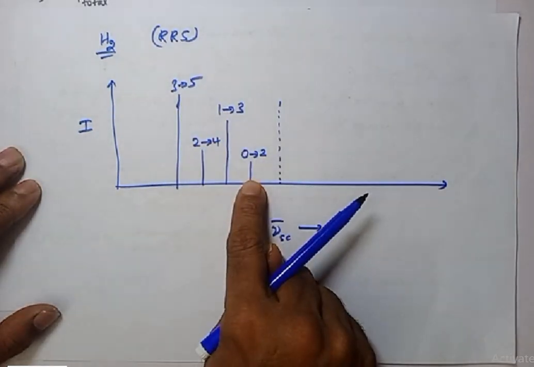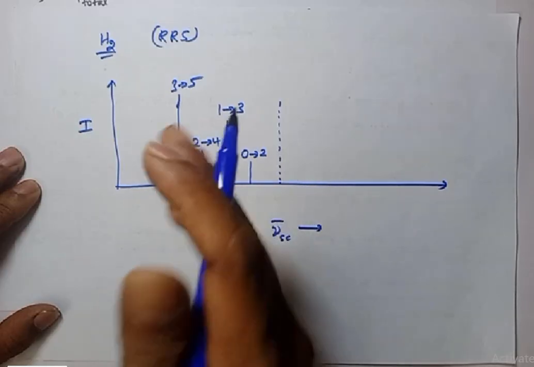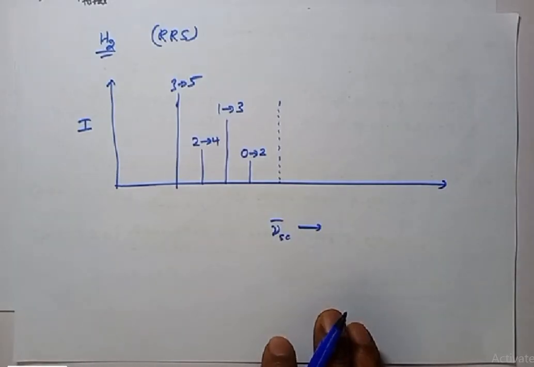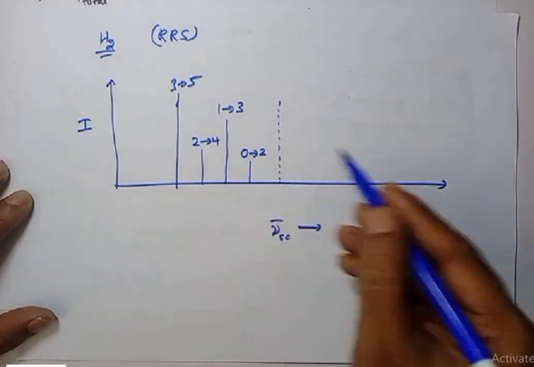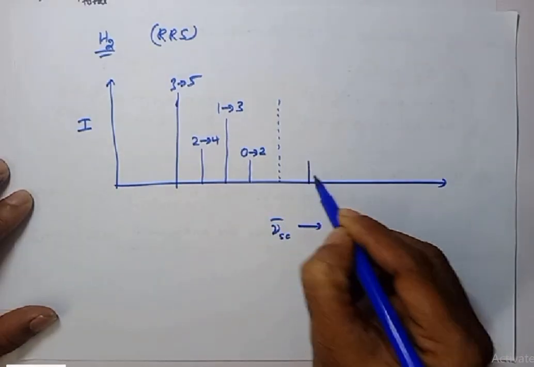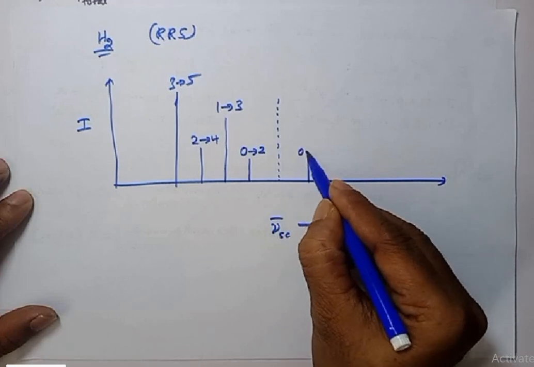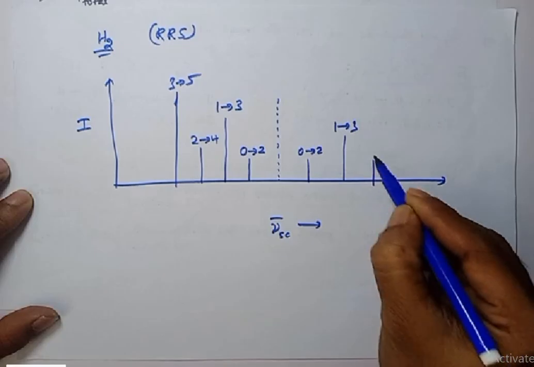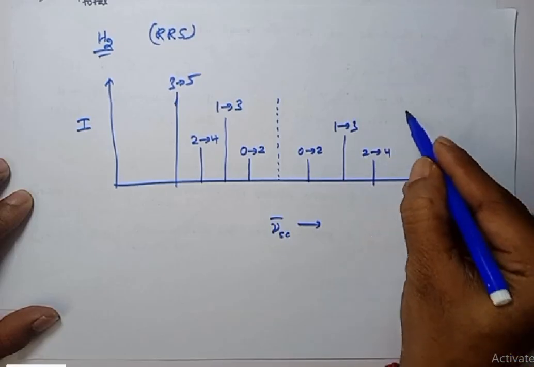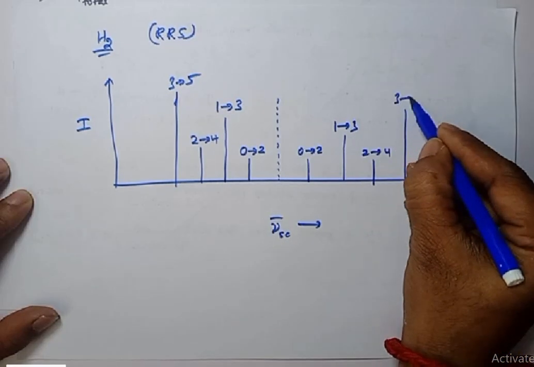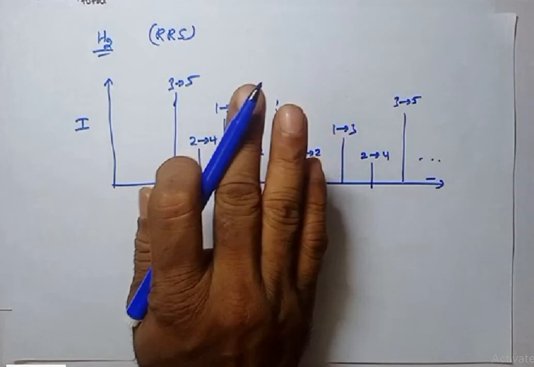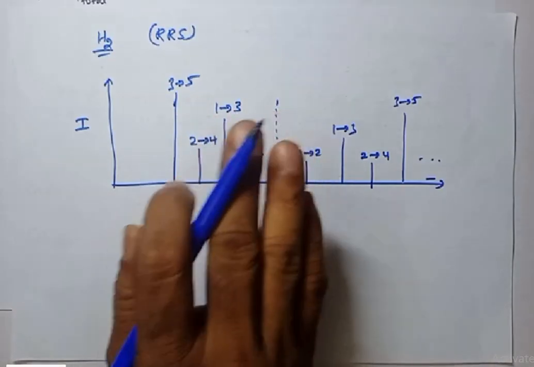Then 3 to 5 will appear with high intensity. See, less intense, more intense, less intense, more intense. So we get alternation in intensity in the rotational Raman spectrum of the hydrogen molecule. Same thing happens in the anti-Stokes lines. First anti-Stokes line 0 to 2, second anti-Stokes line 1 to 3, third anti-Stokes line 2 to 4. Here also you will get the alternation in intensity, 3 to 5, etc. This is how the spectrum will appear in the case of the hydrogen molecule.